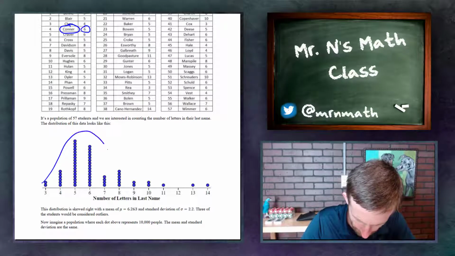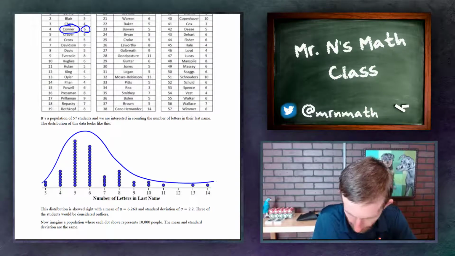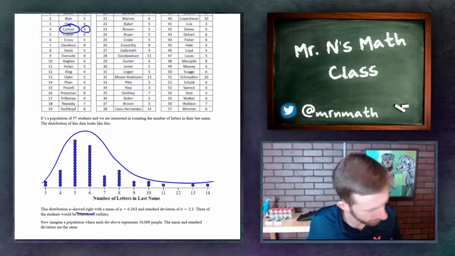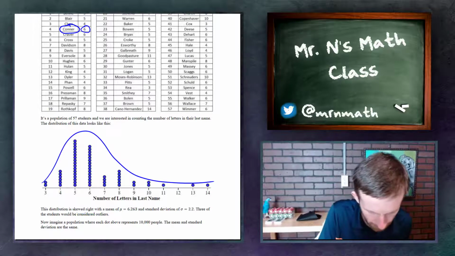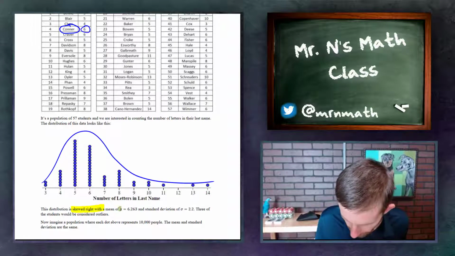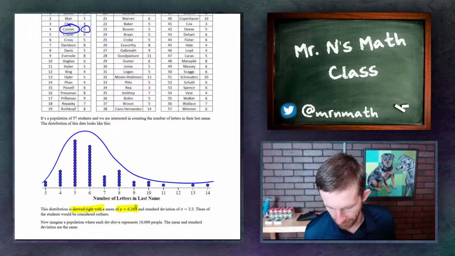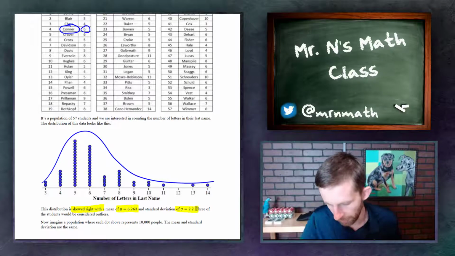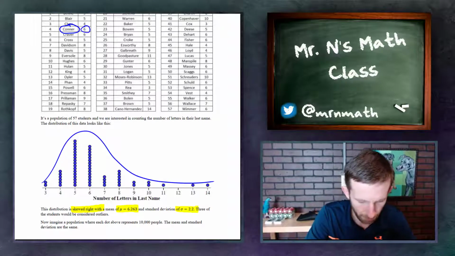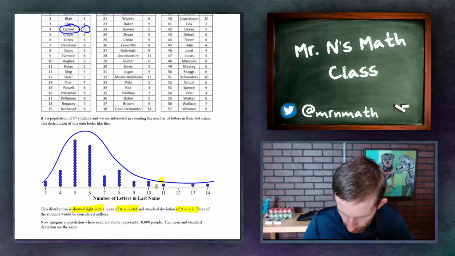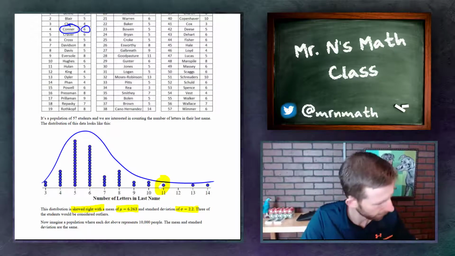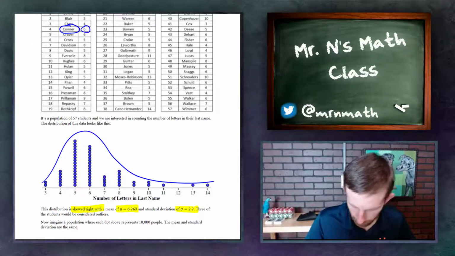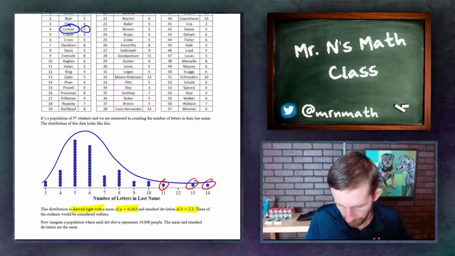So, as you can see, there is a right skew to the distribution. The distribution is skewed to the right with a mean of 6.263 and a standard deviation of 2.2. 3 of the people would be considered outliers. Let me do 1, 2, 3.